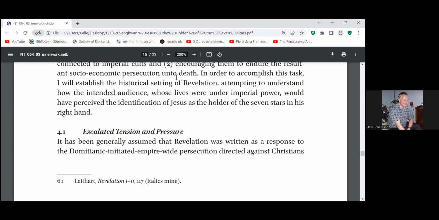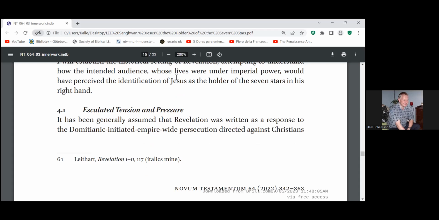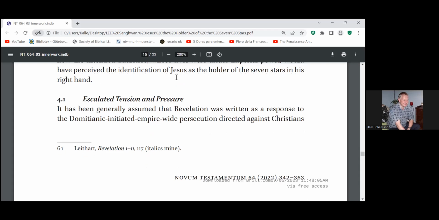In order to accomplish this task, I will establish the historical setting of Revelation, attempting to understand how the intended audience, whose lives were under imperial power, would have perceived the identification of Jesus as the holder of the 7 stars in his right hand.